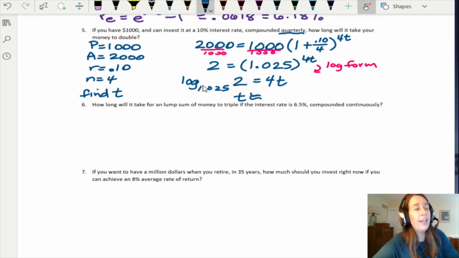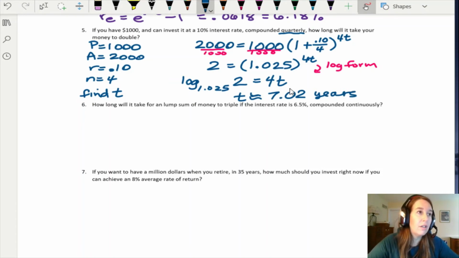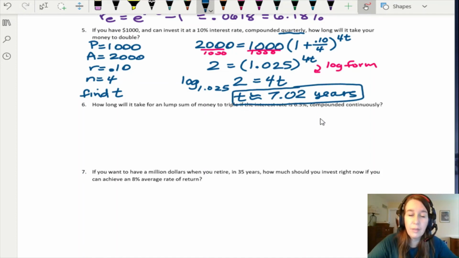So remember, if you have the log base formula in your calculator, you go to math and then hit up, and you'll see it. Otherwise, you use the change of base formula. So you would type log 2 divided by log 1.025. Either way is fine. That will give you the same number. And then divide that number by 4. You'll get about 7.02 years. Okay. So try that and make sure that you can get that in your calculator, okay?